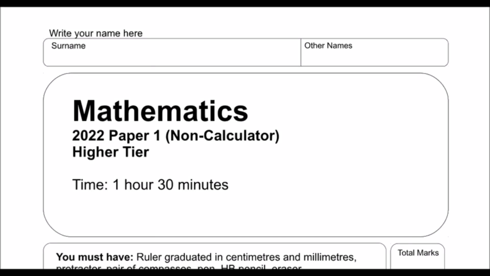This is a practice paper for the 2022 GCSE exam, Edexcel, higher tier, paper 1, that's a non-calculator paper. All the questions in this exam are based on the advanced information provided by the exam board. So the topics in this paper are the same as the topics that will be in the paper 1 exam this summer.